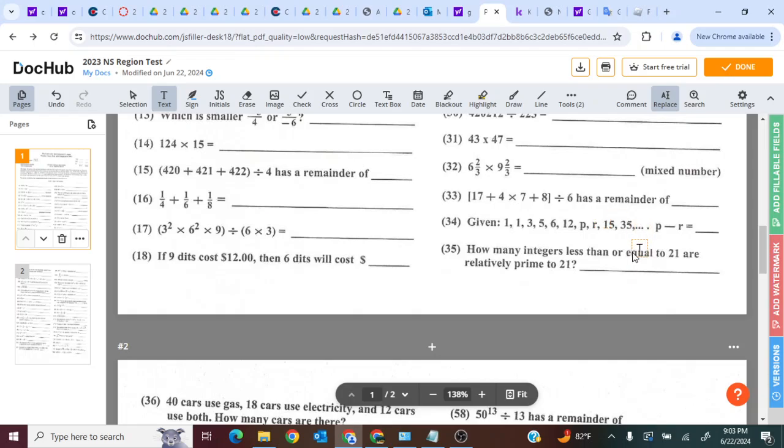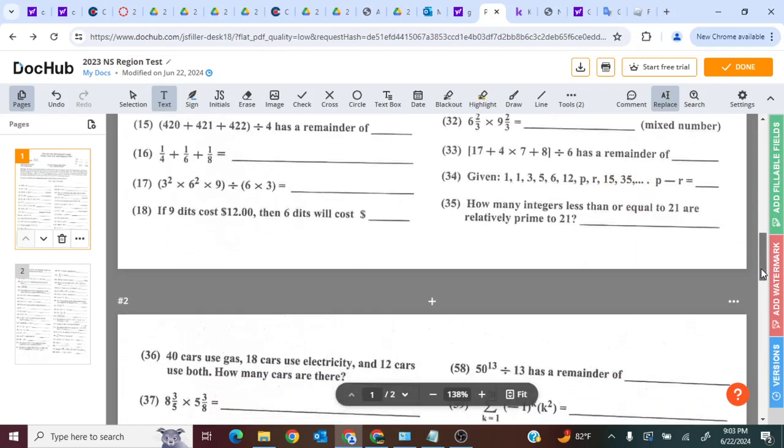When the integers less than or equal to 21 are relatively prime to 21, your prime factors are 3 and 7. 2/3 times 6/7 is 12/21, times 21 is 12.